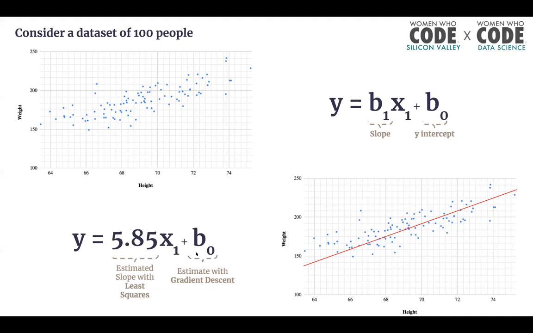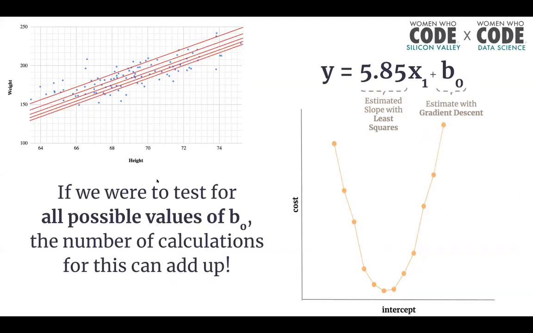Now that we found the best value for B1 using least squares, we need to find the best value for B0 given B1 exists. So going to the next one, what does this actually mean? What does B0 could be anything mean?